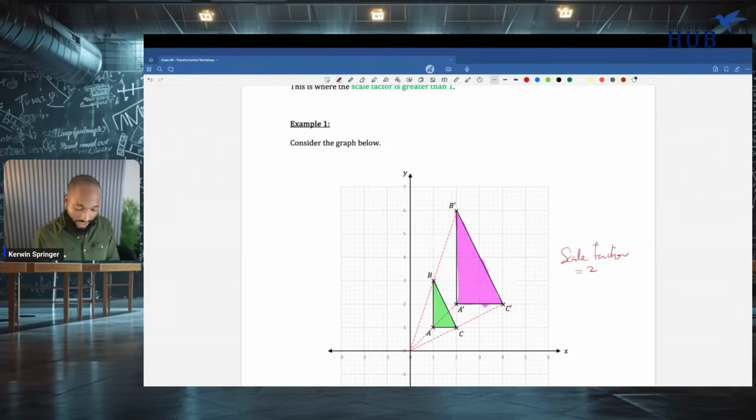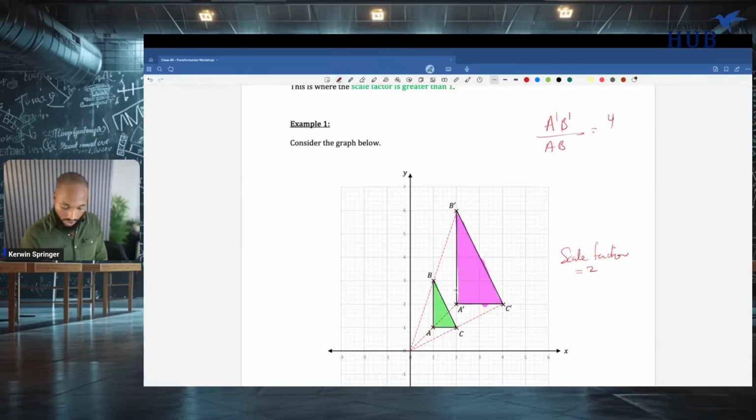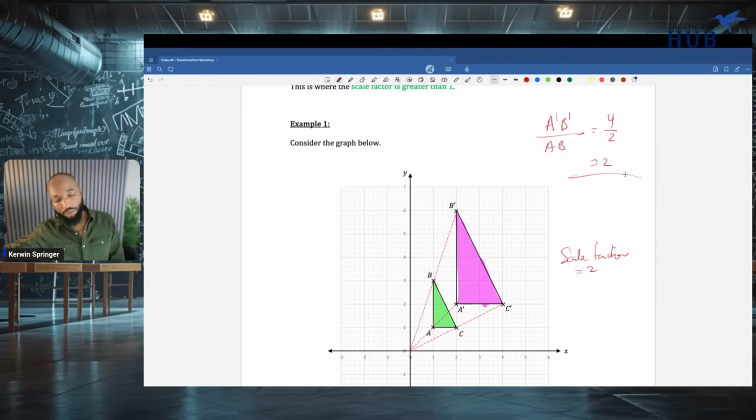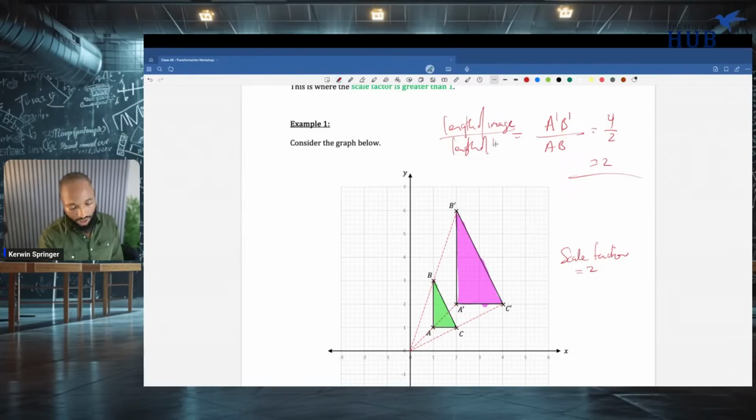The proper way to find the scale factor is the length A prime B prime over AB. A prime B prime is 1, 2, 3, 4, and AB is 2. So the scale factor is 2. You use a side length of the image divided by the length of the object. So far, so good.